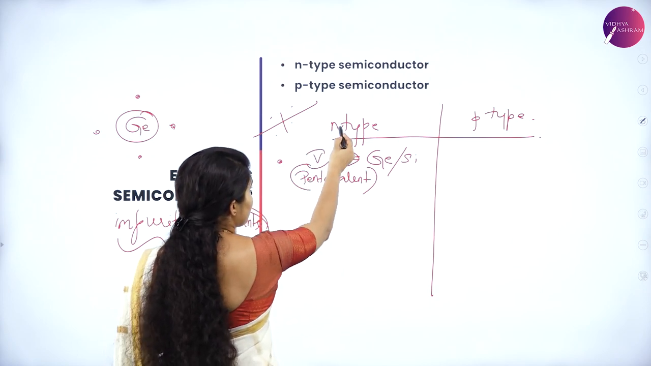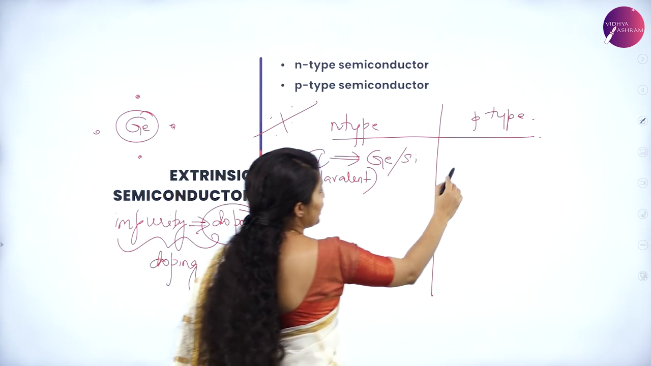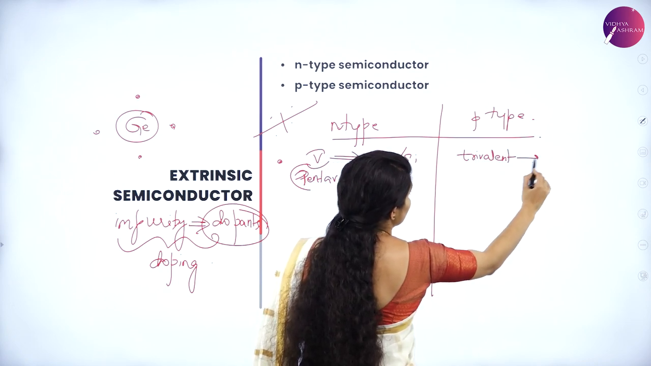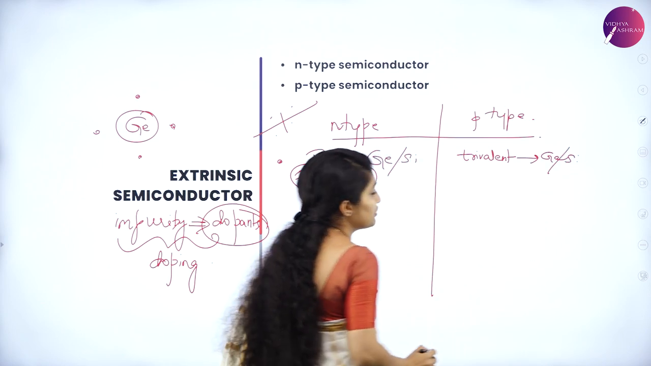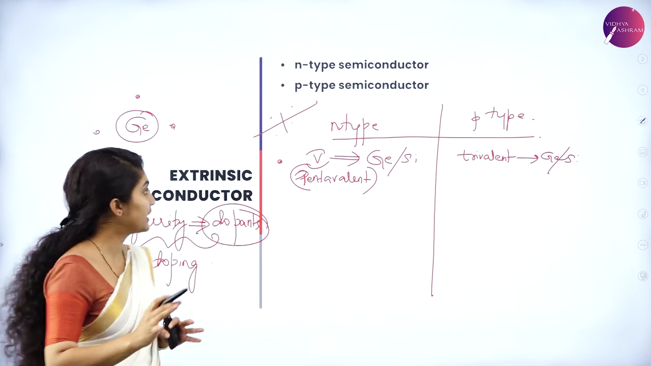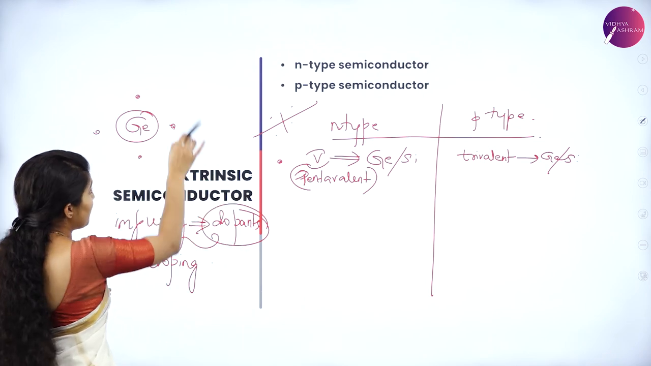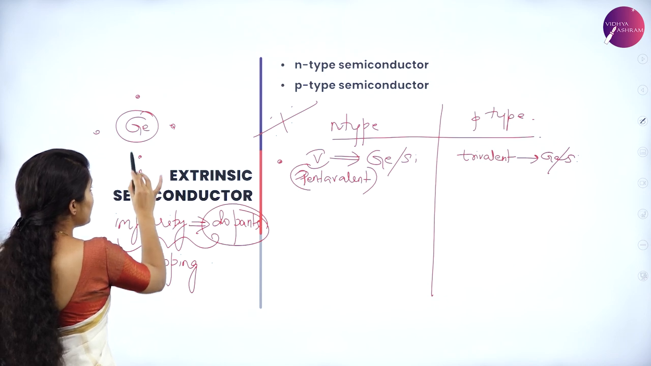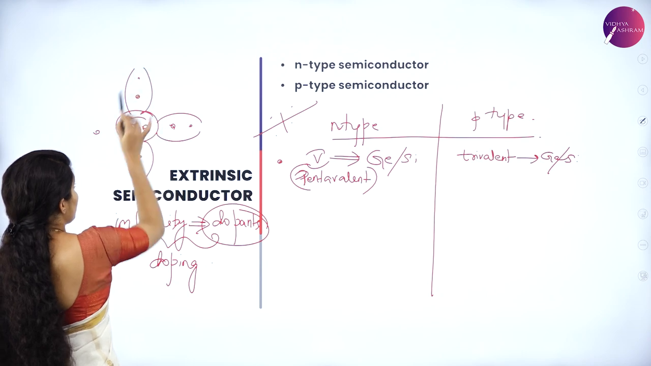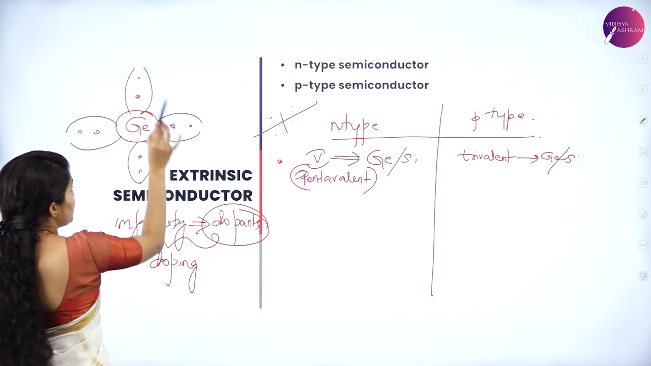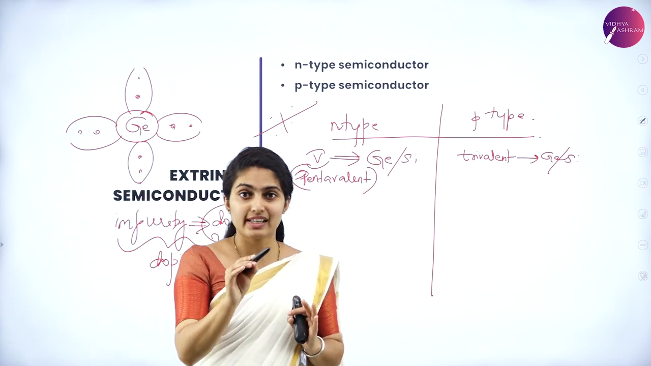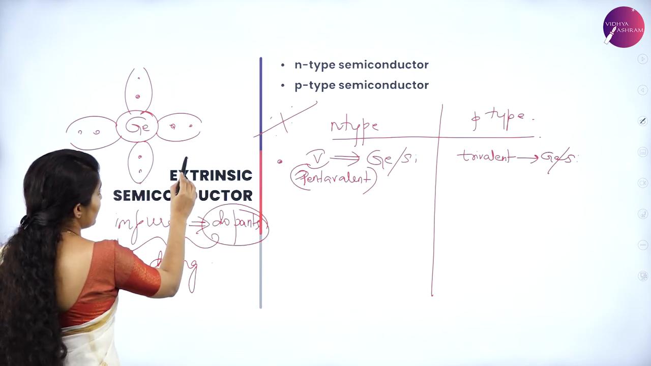For n-type it is the opposite, for n you have p. For p-type you will have t, t meaning trivalent impurities are added to a germanium or silicon kind of semiconductor. Germanium and silicon are the usual semiconductors we consider. If pentavalent impurities are added, one will create a bond with this, the other with this, the other with this, and the other with this. So 1, 2, 3, 4 have already created a bond with the germanium. But what is left? One more is left.